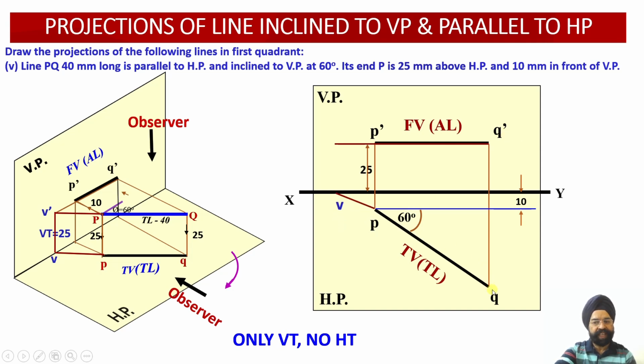In order to draw the trace, extend the projection line which was obtained in the top view. Once you extend this till it meets my XY line, this point gives me V. I will obtain V first of all, and then draw a perpendicular vertically upwards till it meets the front view projection line itself or its projection. So wherever it meets its projection, I get this point V.